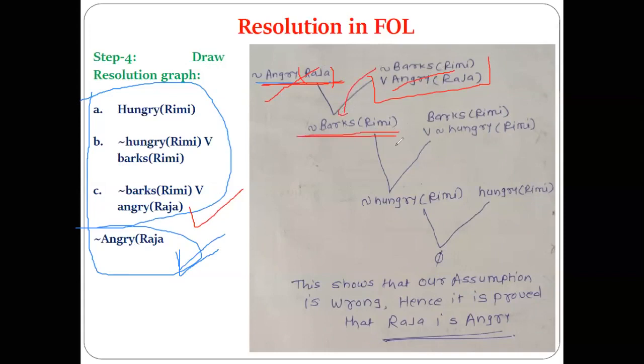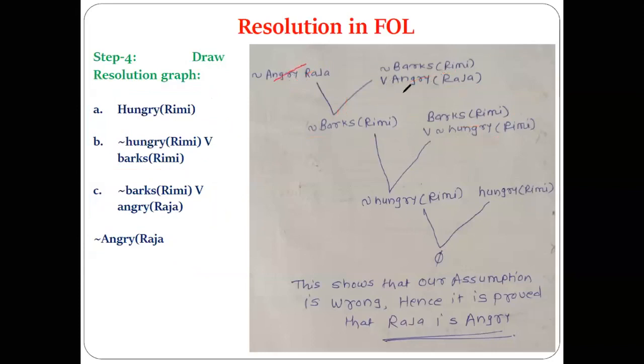Now what do I have to see then? Barks Remy. Is there? Yes, here we are having it. In the same thing I have written Barks Remy first, there is an or, it doesn't matter. Barks Remy or Hungry Remy. Now, what will get removed? This part will get removed. Then this will come as it is. Then what do we have to see? Hungry Remy. Is there? Yes, here there is, and here there is. And it will get removed. Correct? What is remaining?